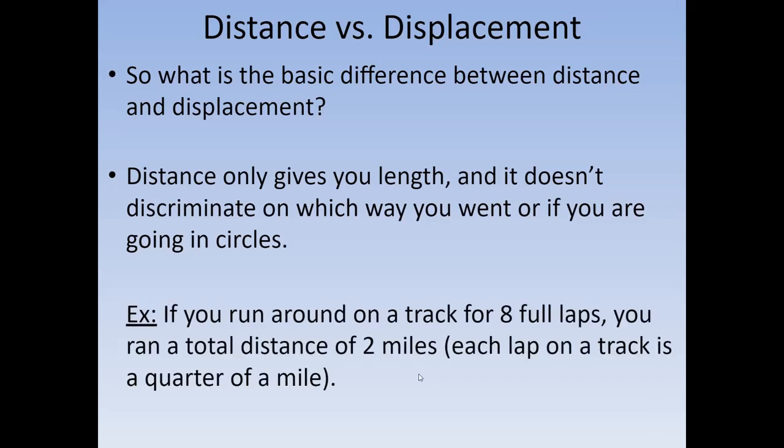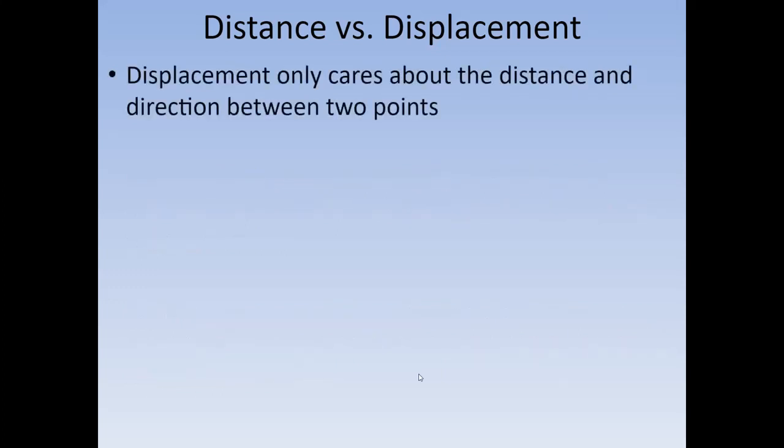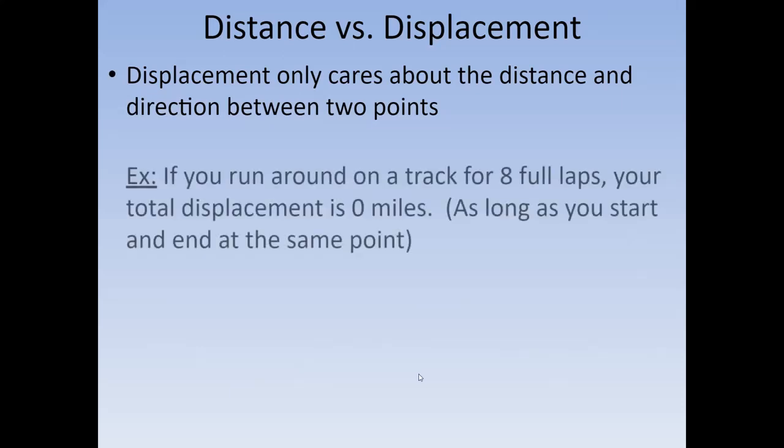Basically, a really easy example is if you ran on the track, if you did 8 full laps, that's equivalent to 2 full miles. But with displacement, it actually does care what direction you go, whether you go up, down, left, or right, and how far you go. So in that same example, if you ran on a track for 8 laps, you would technically have zero displacement because you'd end in the same spot that you start with. So distance doesn't care about direction. It's just an overall number. Displacement does care about direction. It does matter whether you've gone left or right a certain distance.